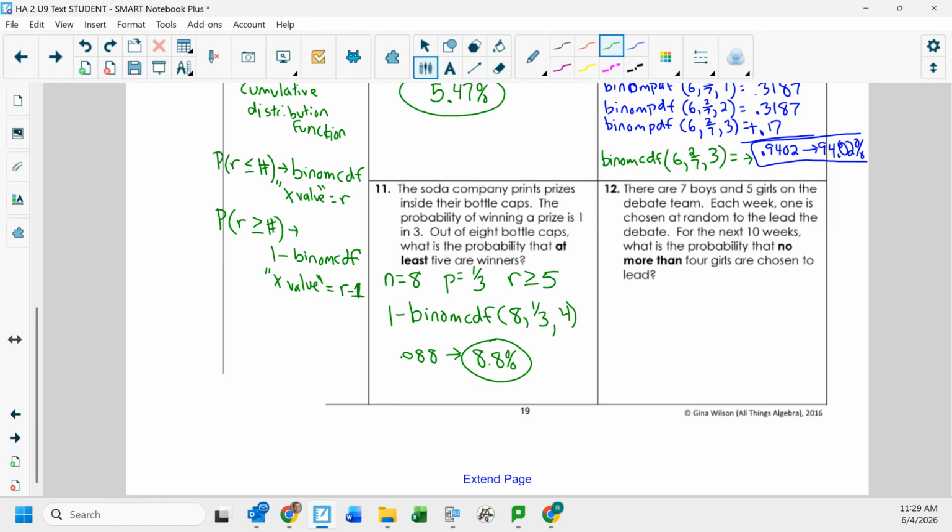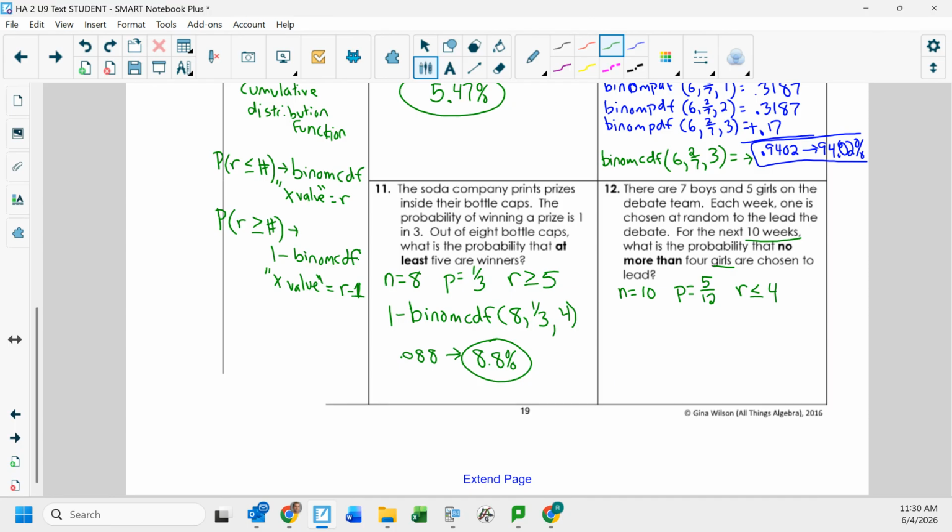12 says there are 7 boys and 5 girls on the debate team. Each week, one is chosen at random to lead the debate. For the next 10 weeks, what's the probability that no more than 4 girls are chosen to lead? So 10 weeks, we're doing this 10 times. That's our number of trials. Our probability of success is the number of girls. So there are 5 out of 12 that are girls. So the probability of success is 5/12. And we want no more than 4 girls. So that means we could have 4 or less: 0, 1, 2, 3, or 4. So we would do R is less than or equal to 4.